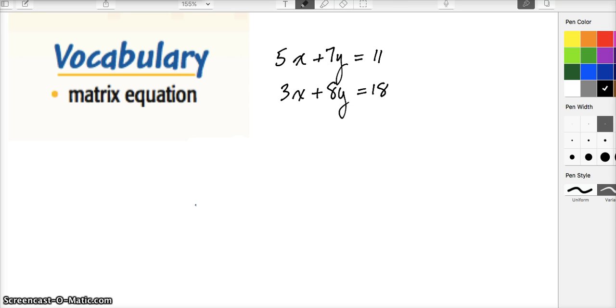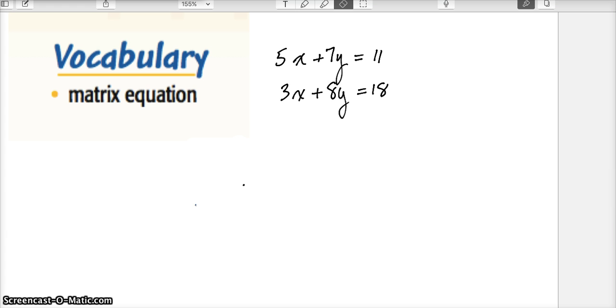We're going to talk about what that means. Suppose we had a system of linear equations like this, typical, we've seen it all throughout this chapter. We could use something called a matrix equation, which is this.